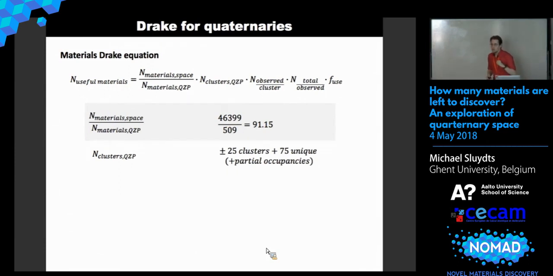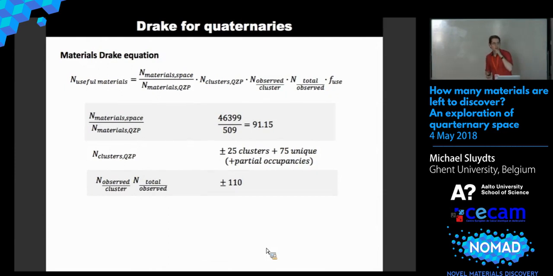Then the number of clusters is of course difficult because it's a very lightly explored region, but there are about 25 actual clusters, and about 75 uniques. Now it's hard to say whether these will also be clusters with a lot of materials, but I'm going to include them because we ignored the partial occupancies, which was about 60% of this space, and there are likely a lot of crystal structures which haven't even been explored. So a factor of 100 here seems reasonable.